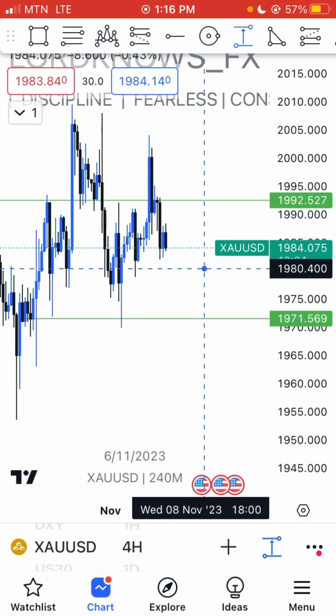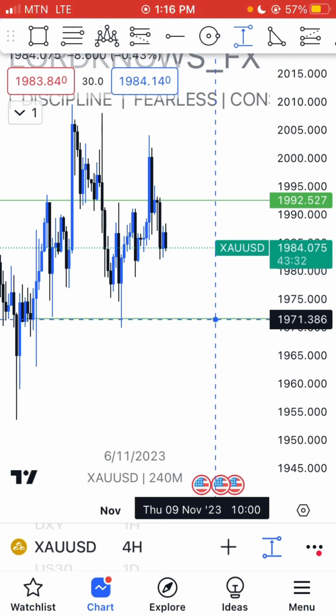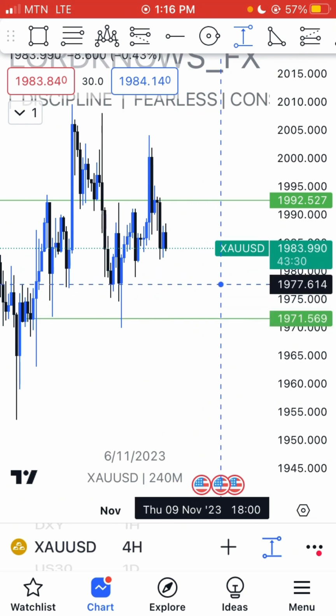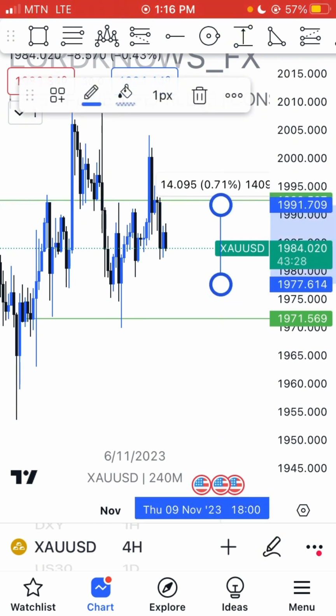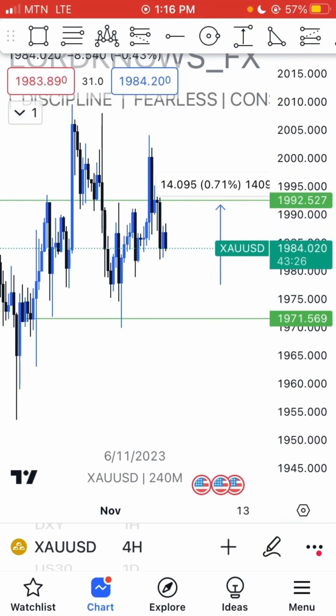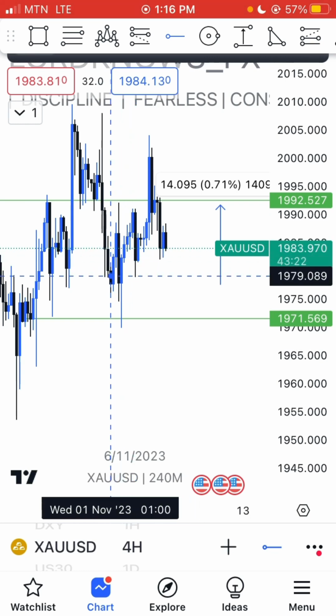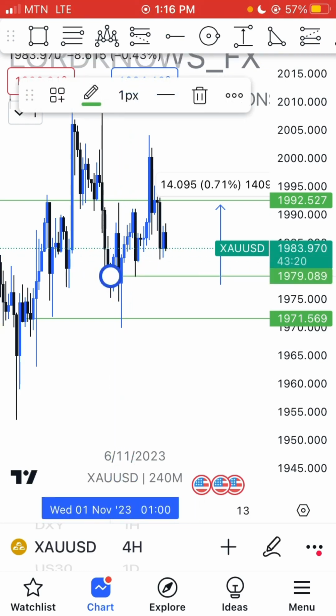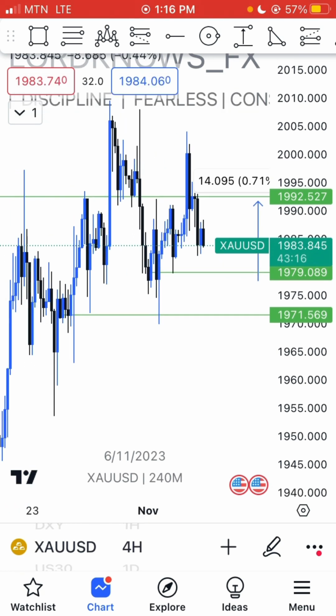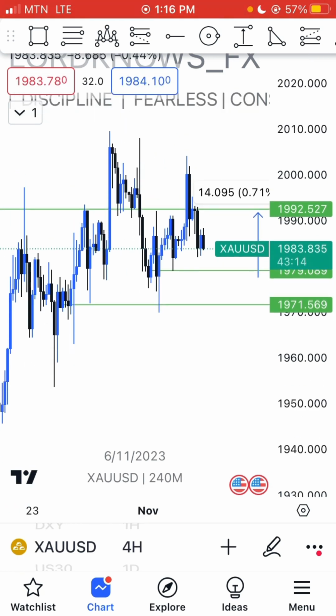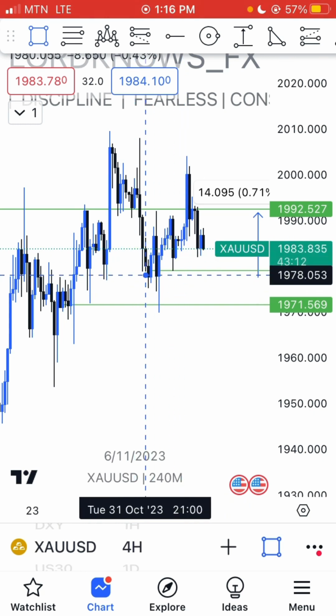So let's say roughly from here to here to here. I'm planning on catching 140 pips on gold if it gets to this zone. If it gets to this zone, that's what I'm going to do. Okay, so one thing is I'm just waiting for liquidity to fill this zone.